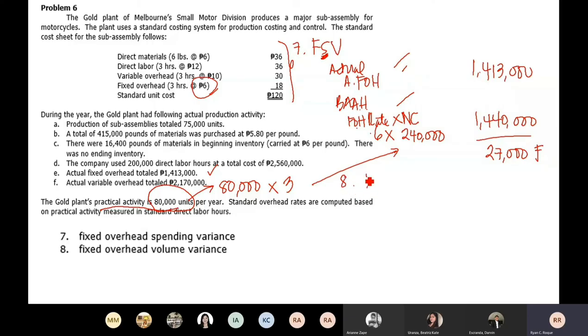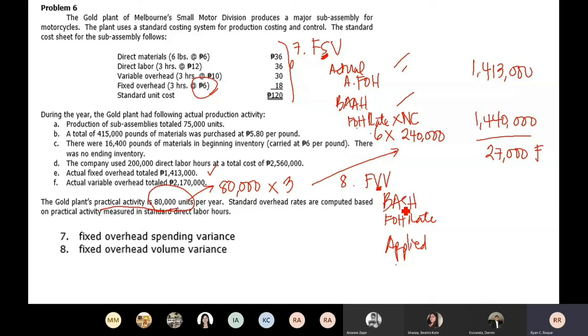Number 8, fixed volume variance. Kukumpare natin, volume po ito. So, SEV, nasa kanan. So, we will compare BASH and applied. Remember, ang BASH natin ay a fixed component ng FOH.